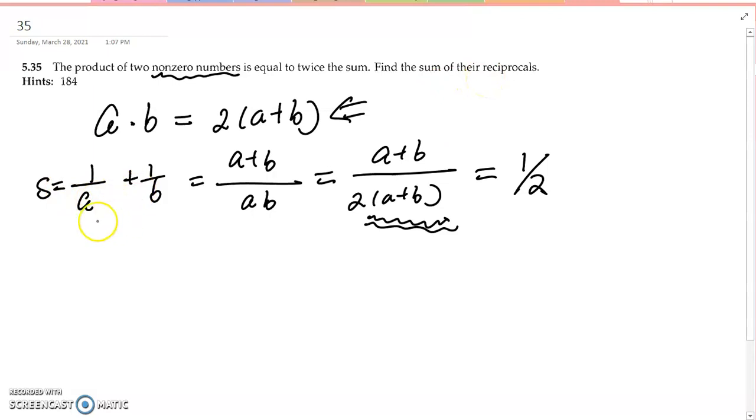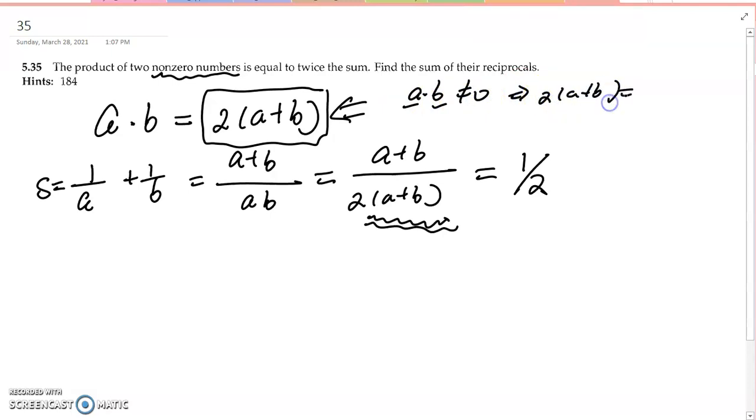The non-zero condition tells you the denominator is not 0, because a times b cannot be 0. So that's why 2a plus 2b cannot be 0. That's why the denominator is not 0. That's very important.